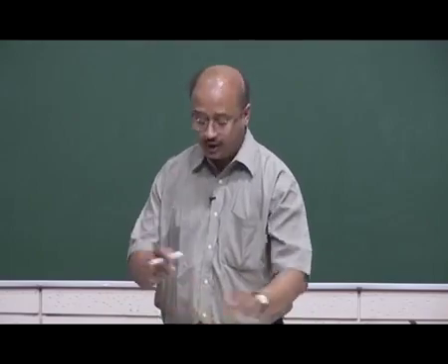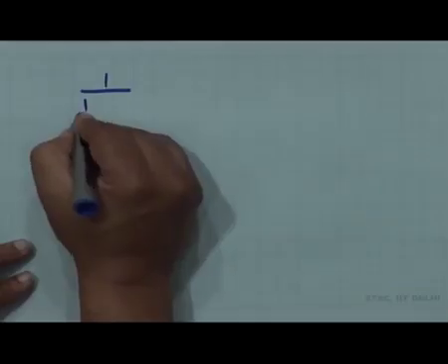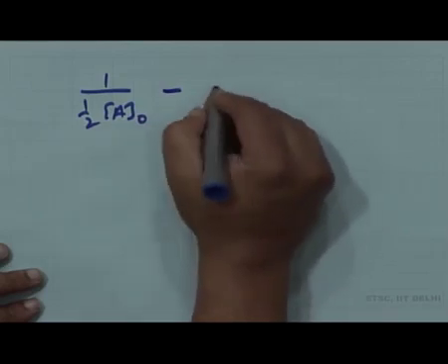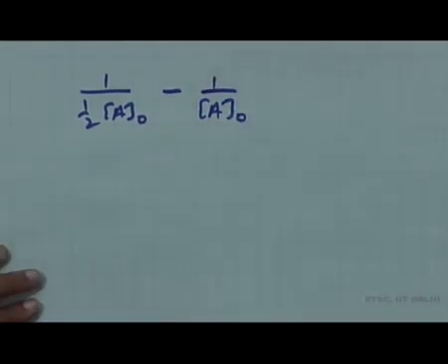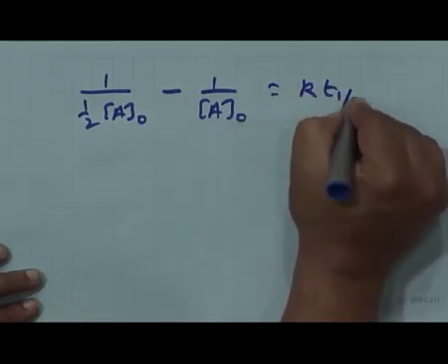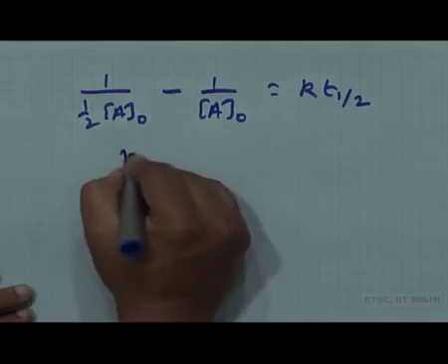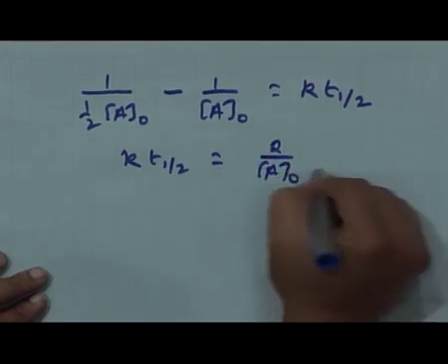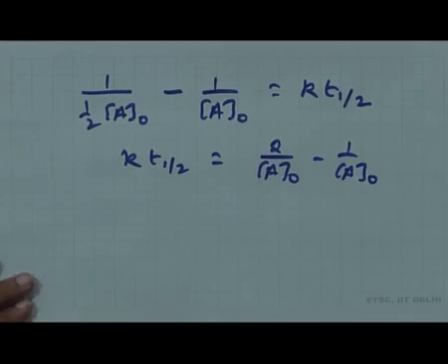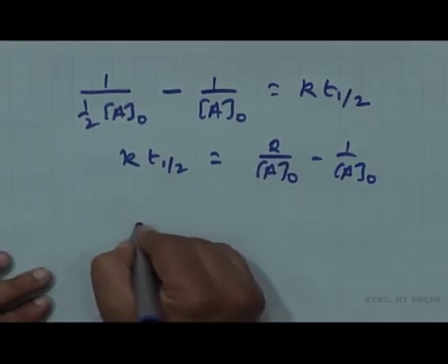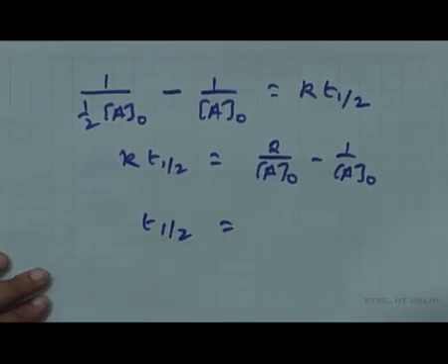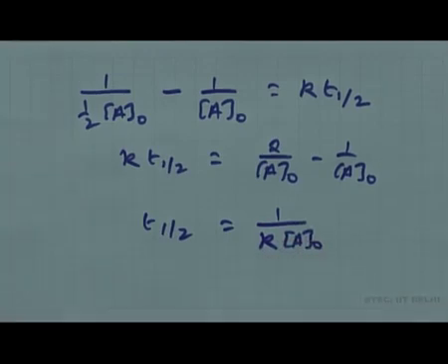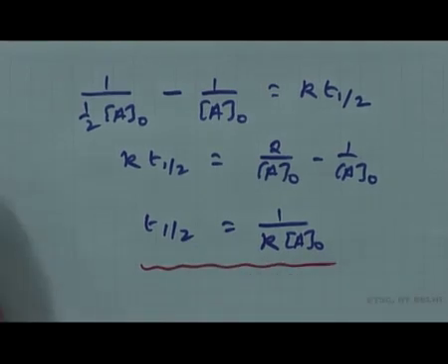So we will insert these things in equation number 4 to get the expression for T half. Let me write it again. This is 1 by half A naught minus 1 by A naught, taking A naught to the other side, is equal to K T half. Or I can write K T half is equal to 2 over A naught minus 1 over A naught, or T half can be written as 1 by K A naught. So this is the expression for the half life for a second order reaction.